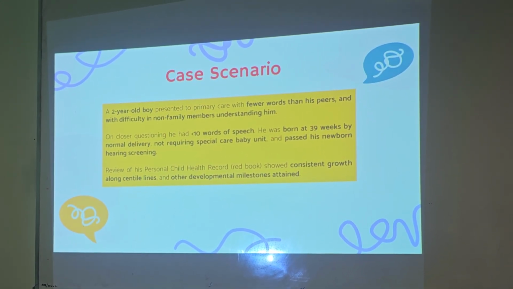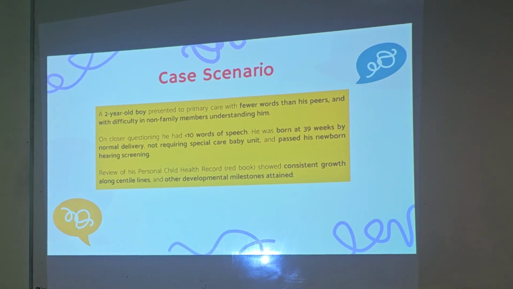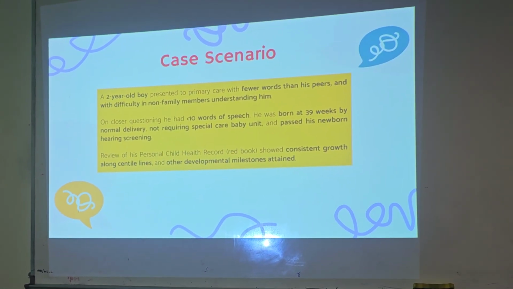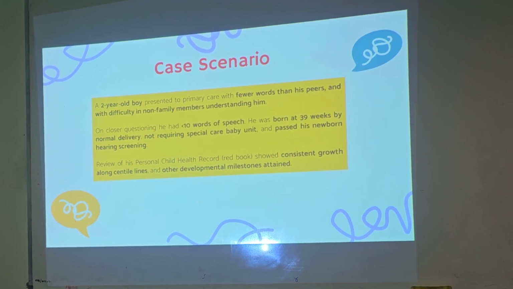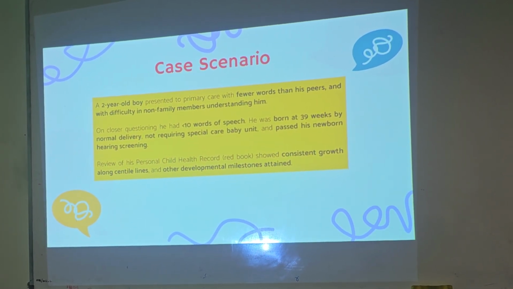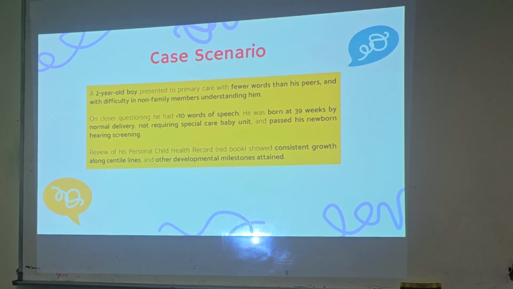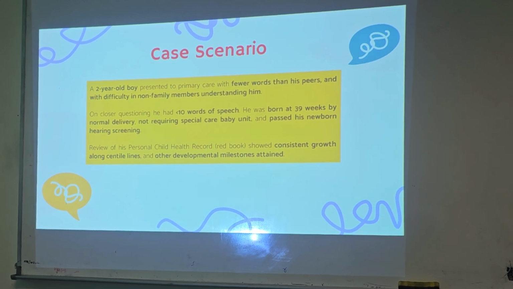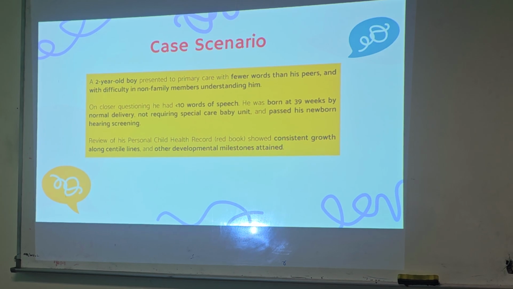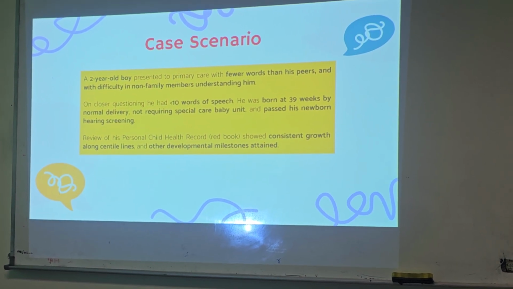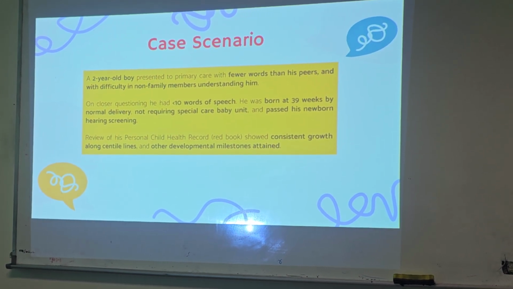Here we have a 2-year-old boy who presented to your primary care clinic with fewer words than his peers, and his parents also mentioned that non-family members have difficulty understanding him. On closer questioning, we found out that he had less than 10 words of speech. He was born at term at 39 weeks by normal delivery, and did not require any special care baby unit after that. He also passed his newborn hearing screening, and on review of his growth book, you notice that he had consistent growth along the central lines, and he did not have any problems with his developmental milestones.